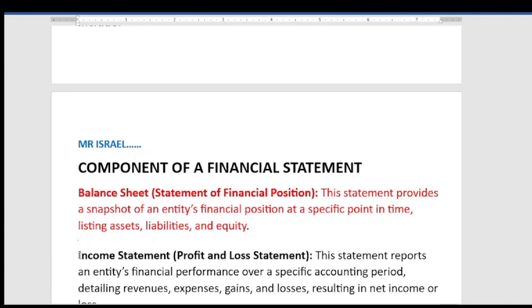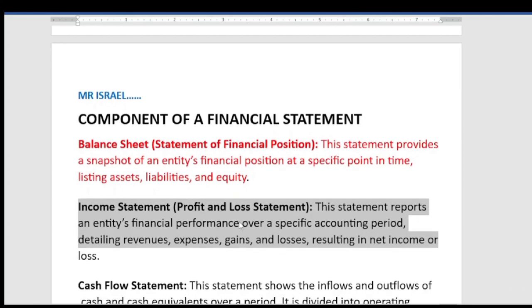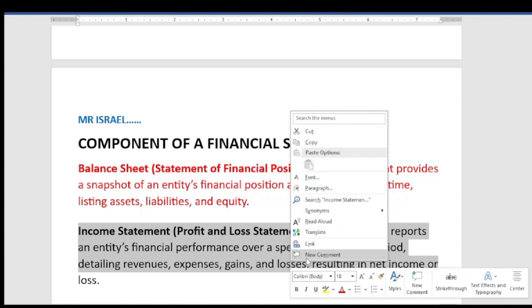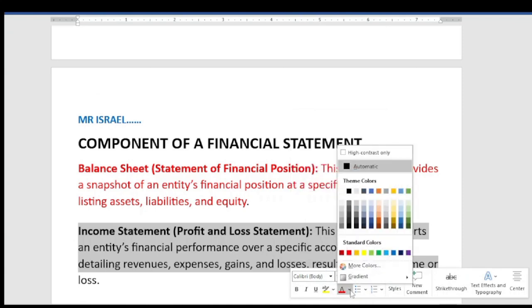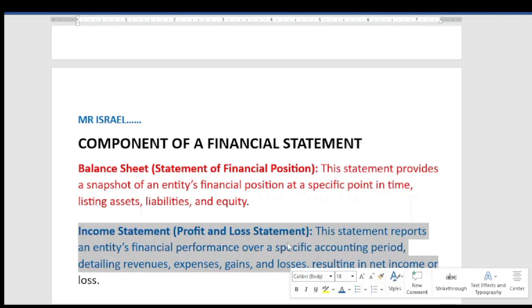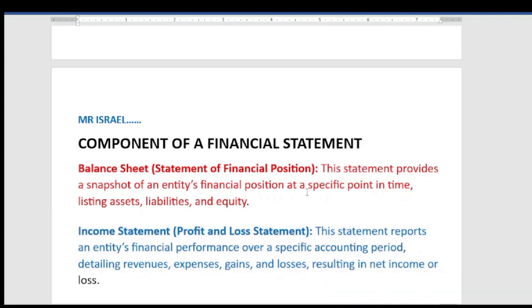The next one is income statement. Let me just highlight it so that we'll have a better view. Income statement. Formerly, they called it what? Profit and loss statement. You understand? But now it is called income statement. This statement reports an entity's financial performance over a specific accounting period, detailing revenue, expenses, gains, and losses, resulting in net income or net loss.